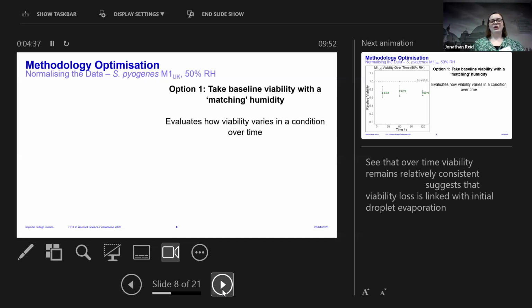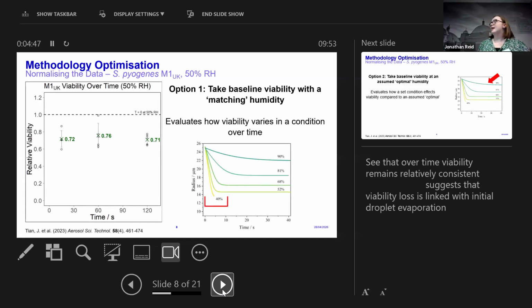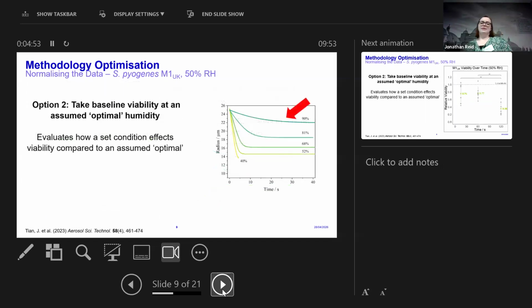We've done this with M1UK at 50% relative humidity. What we see here is that viability remains relatively consistent, which suggests that any losses that we are seeing occur before this first time point, which is 15 seconds. The second option that we had was to take a baseline viability at an assumed optimal humidity, different from the one that we were interested in investigating. In my case, that was 90% relative humidity.